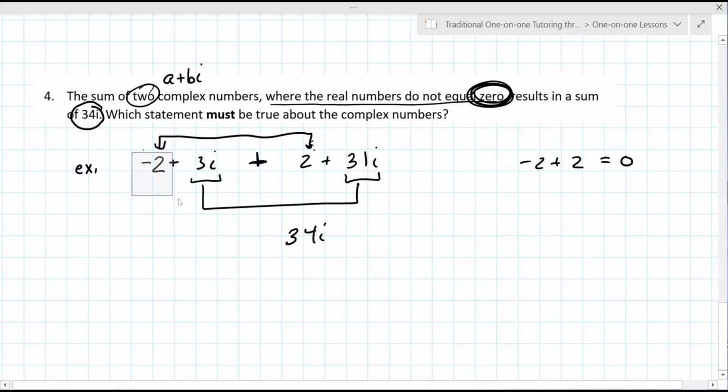And let's say I make this one 12. What should this one on the right be? Negative 12. Yes. So the answer is that the real part needs to be opposite in sign. Okay. So which of those answers says that? Opposite in sign, real parts, or just opposite? The last one. Yeah.